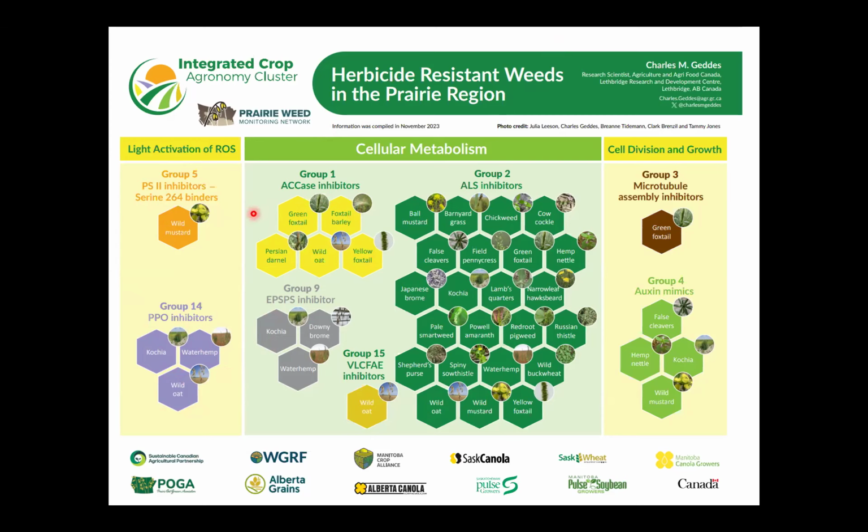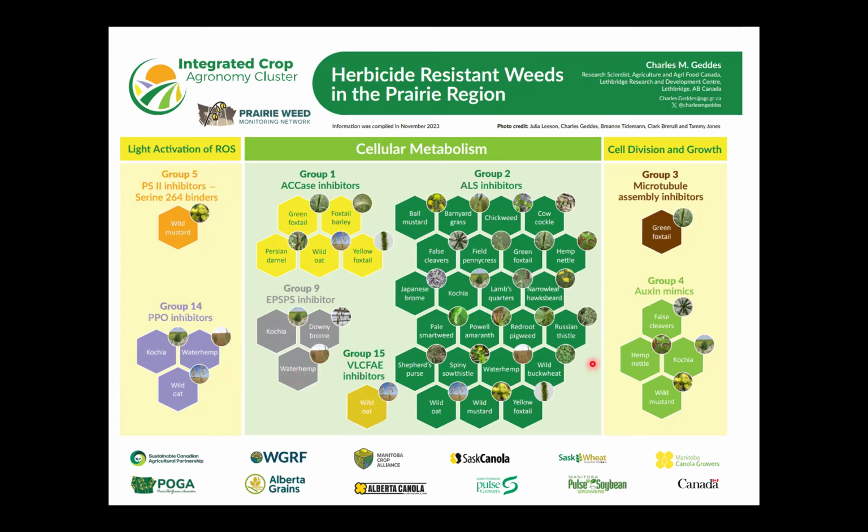Here's our group 1 weeds. And of course, we know we have green foxtail, yellow foxtail, wild oats, that type of thing resistant to group 1s across the prairies. Here's our glyphosate resistant weeds here in gray. So far, we only have kochia, downy brome, and waterhemp. But again, we're always watching.